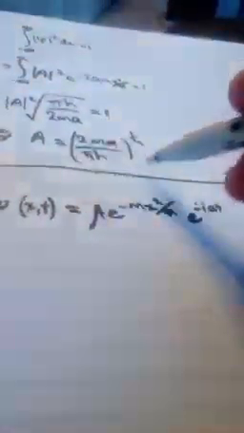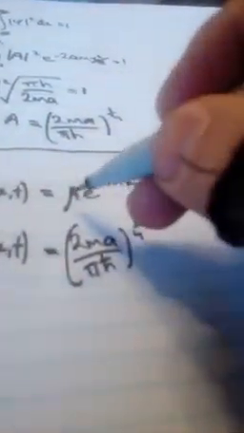But now we know that A, we figured out, is this. So therefore, we can say that phi of x,t, which is the wave function again in one spatial dimension, one time dimension, equals 2m omega over pi h bar, all to the quarter. All right, we've just put this in instead of A, right? That's all we've done, right? E to the minus m omega x squared over h bar, e to the minus i omega t.